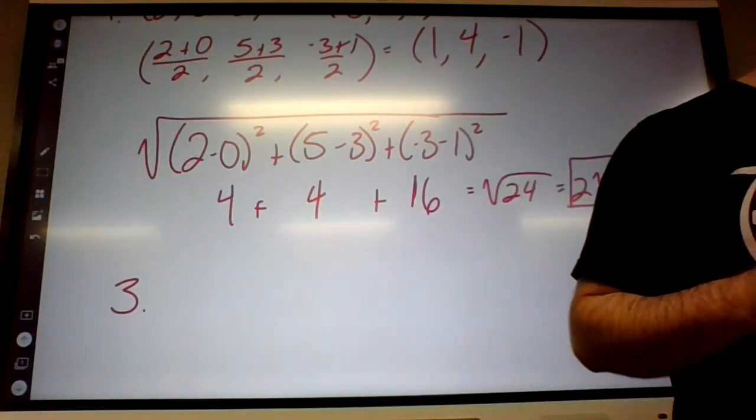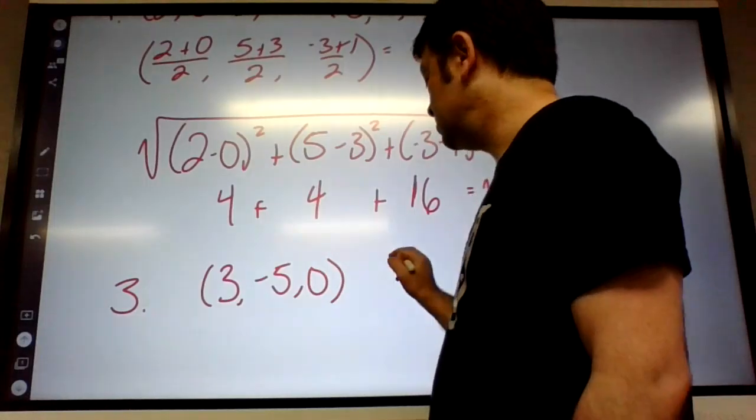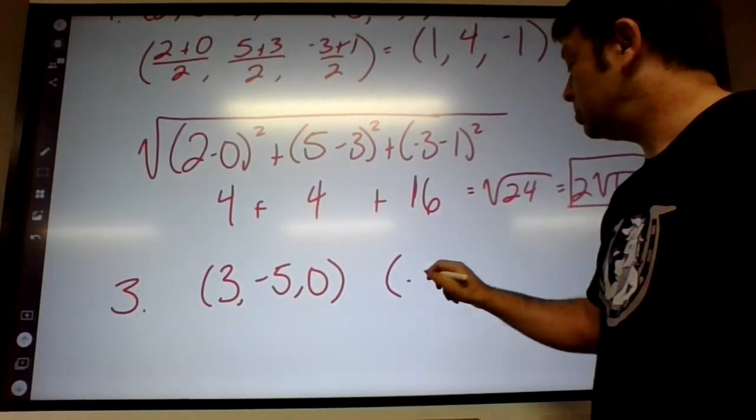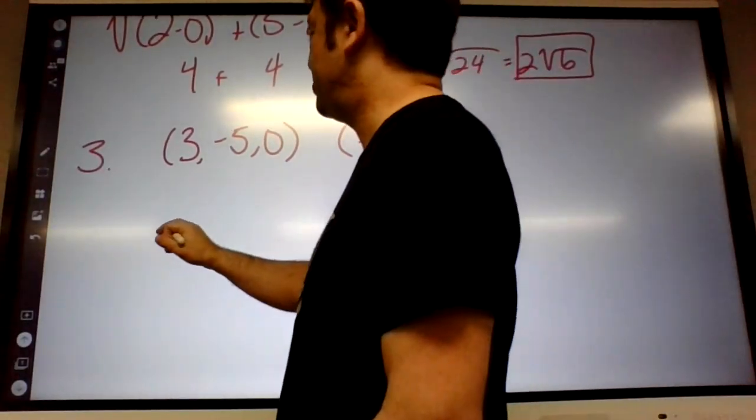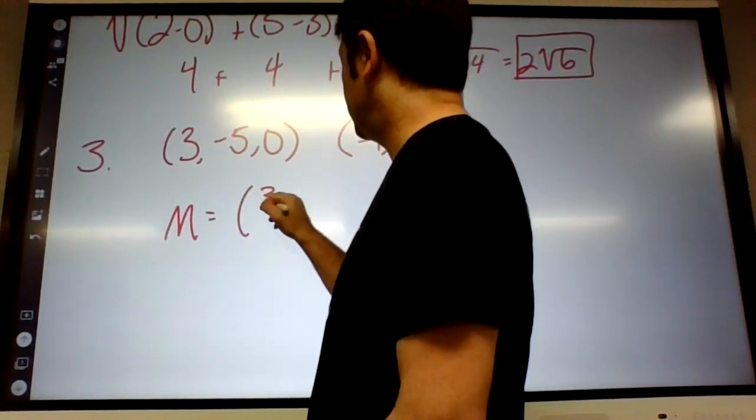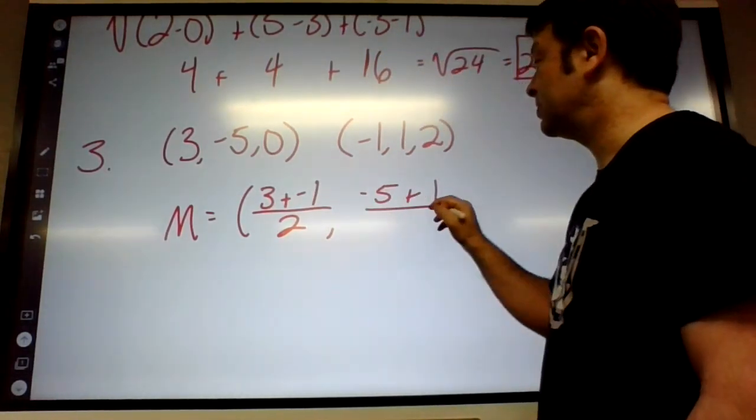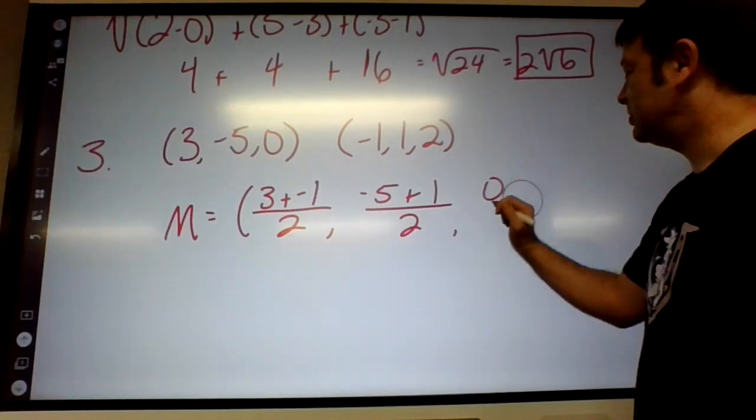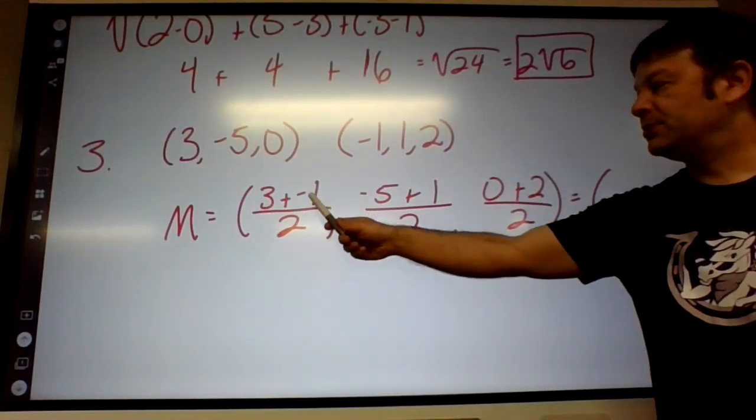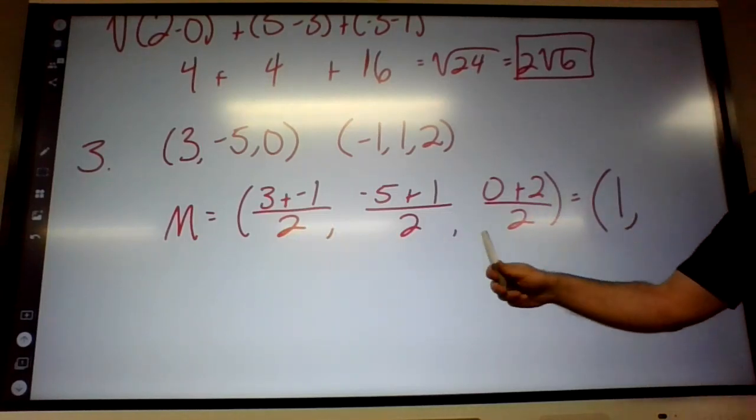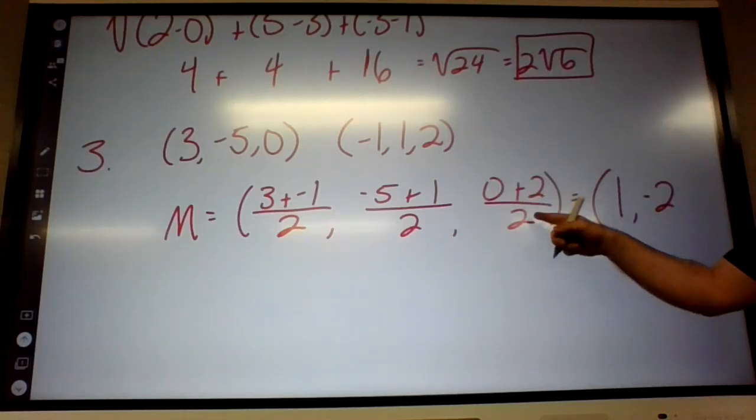All right, 3, I'm gonna repeat the process. So, to find the midpoint, going to add the x values together, divide by 2, and the y values together, divide by 2, add the z values together, divide by 2. 2 divided by 2, negative 4 divided by 2, 2 divided by 2.